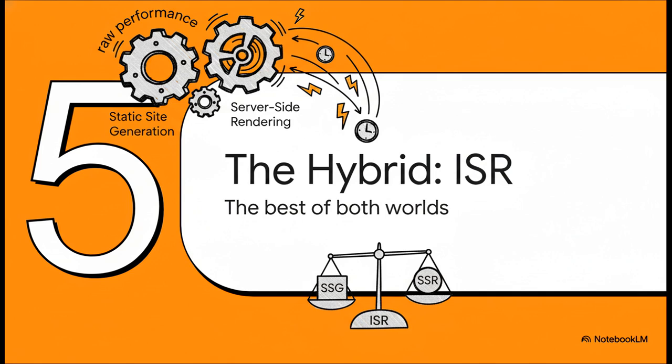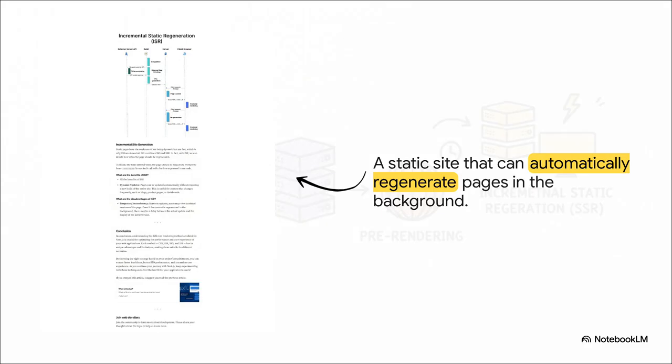You can think of it as the best of both worlds. It's trying to give you the raw speed of SSG with the freshness of a dynamic site. Let's go back to that furniture showroom. With ISR, imagine there's a little robot builder working in the back room. The showroom floor still has all the pre-built models for instant delivery, but you tell the robot, hey, every 10 minutes, check for new designs and quietly swap out the old models on the floor.